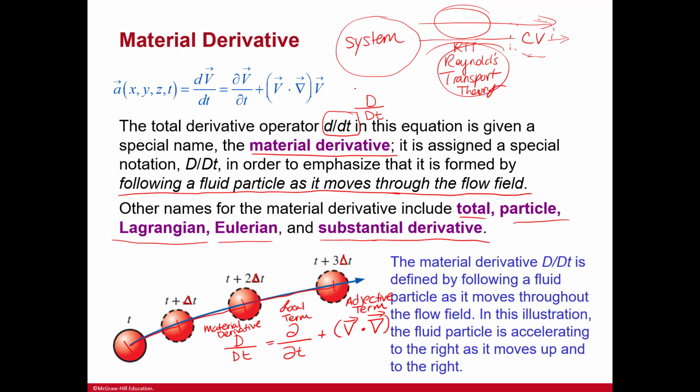Just a little note right here. It's assigned this special notation that we talked about in order to emphasize that it is formed by a fluid particle flowing through a flow field. So we're following this through that flow field, through that control volume, right? And this system right here, that's our particle, right? And then here we do have some other names. We've got total particle, Lagrangian, Eulerian, and then substantial derivative.